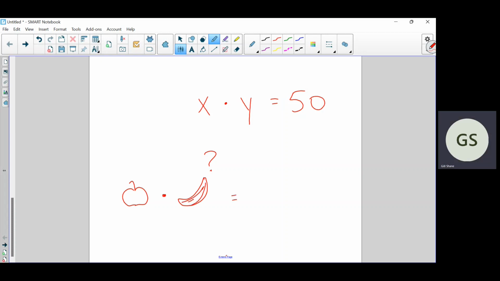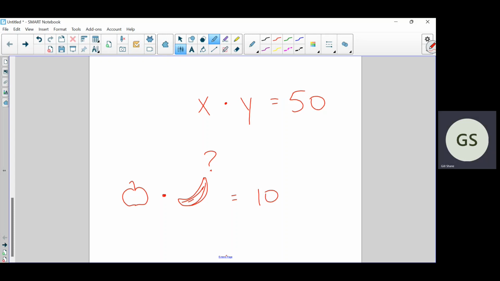that equals 10. Have you ever seen something like that on TikTok or Facebook or whatever social media stuff you do? It's saying, what is that? I'm a horrible artist. It's an apple. It is an apple. Good. Sometimes people don't. So that's saying an apple times a banana is 10.